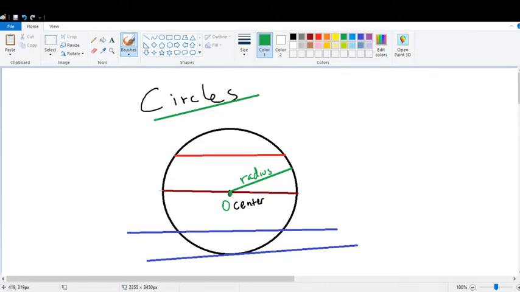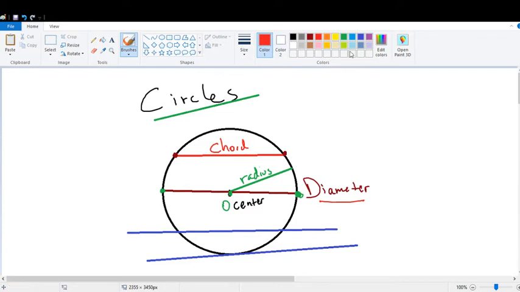If I have a segment from one side of the circle to the other side, and it passes through the center, we call this the diameter. All right, so diameter goes from one side of the circle to the other, and it passes through the center. If we just have a segment that goes from one side of the circle to the other, but not through the center, we call this a chord. Okay, this is a chord. It's a segment with two endpoints on the circle. Theoretically, diameter is also a chord.